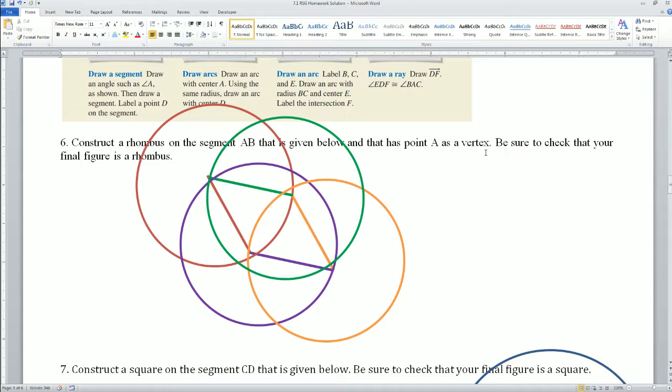So I construct a rhombus by using the radius of 4 circles. Makes 4. And each circle is the same value. It has the same radius. Why? Because in a rhombus, all the sides are the same. That is how you construct a rhombus. Good?